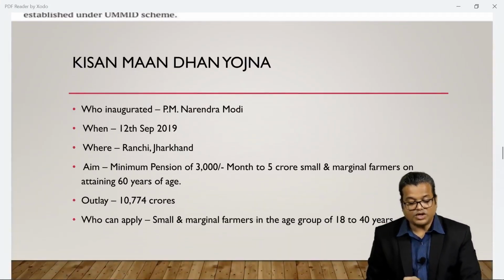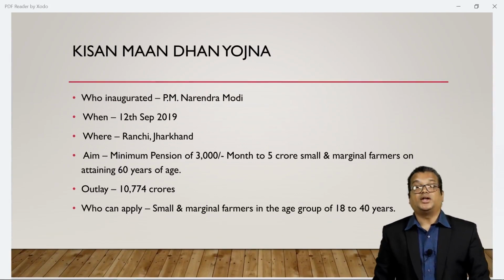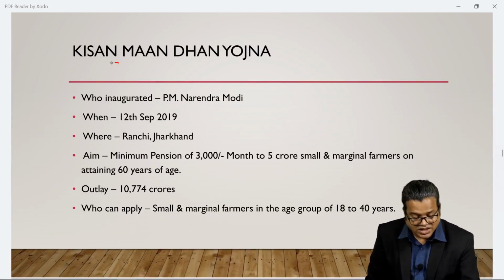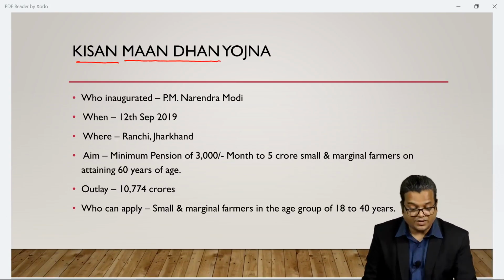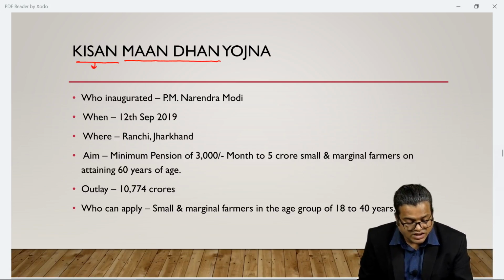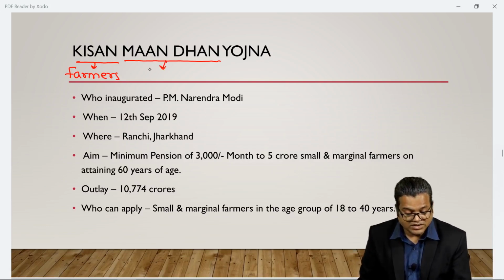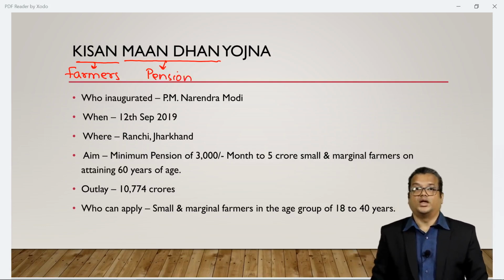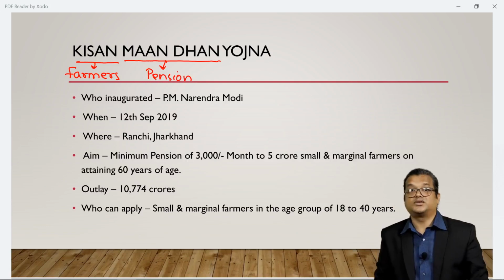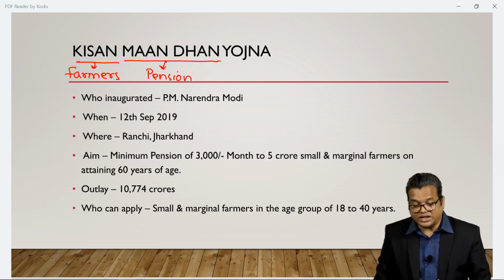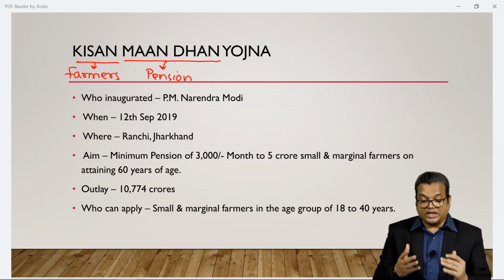Now we are going to talk about one more scheme introduced by the government, and the scheme's name is Kisan Maandhan Yojana. Let's get it. I am very sure you must be aware, what is Kisan? Kisan means farmers. Perfect, right? And Maandhan, what is Maandhan? That is nothing but pension. So the pension is given to whom? Obviously to people above 60 years of age or people who retire from their profession, and that is the whole idea. Let's see.